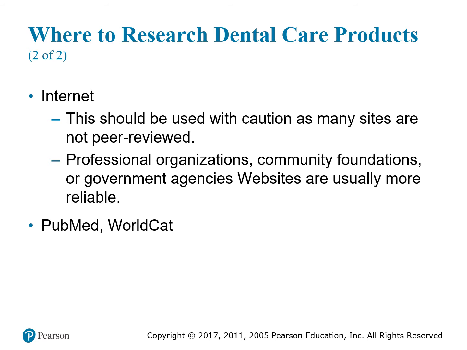Also, you can go to the internet. Obviously, you want to use caution. We're going to talk a little bit about how to evaluate websites. But websites of professional organizations, community foundations, or government agencies are usually a little bit more reliable than those .coms. We're going to talk about the different domains, but we'll get there. There's PubMed, and it says WorldCat. I haven't used WorldCat. I really just love PubMed too much, so use that.